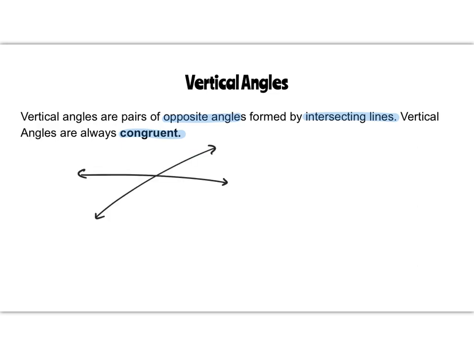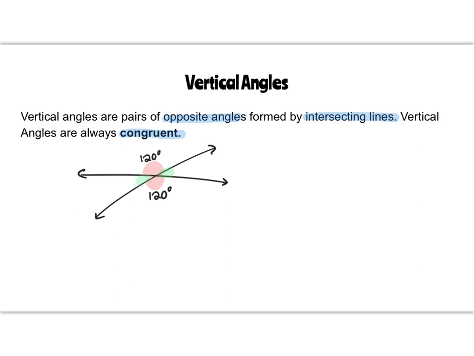Here are some intersecting lines, and if I look at the pairs of opposite angles that are formed, they are going to be congruent to each other, and we call those vertical angles. So these angles that I've highlighted in red here, these are vertical angles and they are congruent. That means if my top angle has a measure of 120 degrees, my bottom angle will also have a measure of 120 degrees. Now the cool thing about intersecting lines is they actually form two pairs of vertical angles.